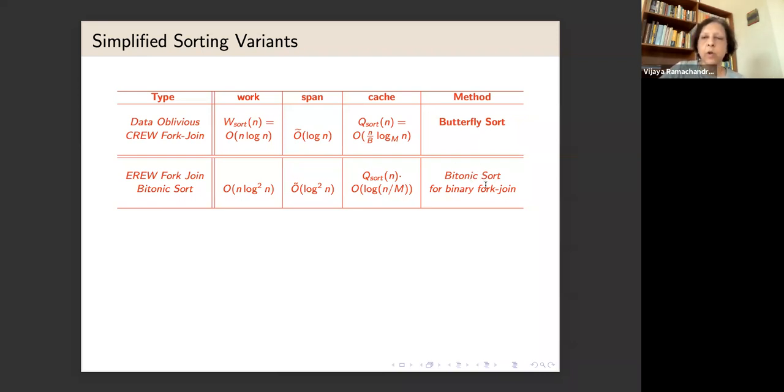Now, we get simpler versions for which we first start with observing that we can get a fairly good bitonic sort for binary fork join by observing that the bitonic merge within bitonic sort is itself a butterfly. So we can exploit the good layout for butterfly. And so, of course, the work remains n log squared n as with basic bitonic sort, but the span instead of log cubed n can be reduced to log squared n log n. And the caching cost can be the sorting bound times log n over n.